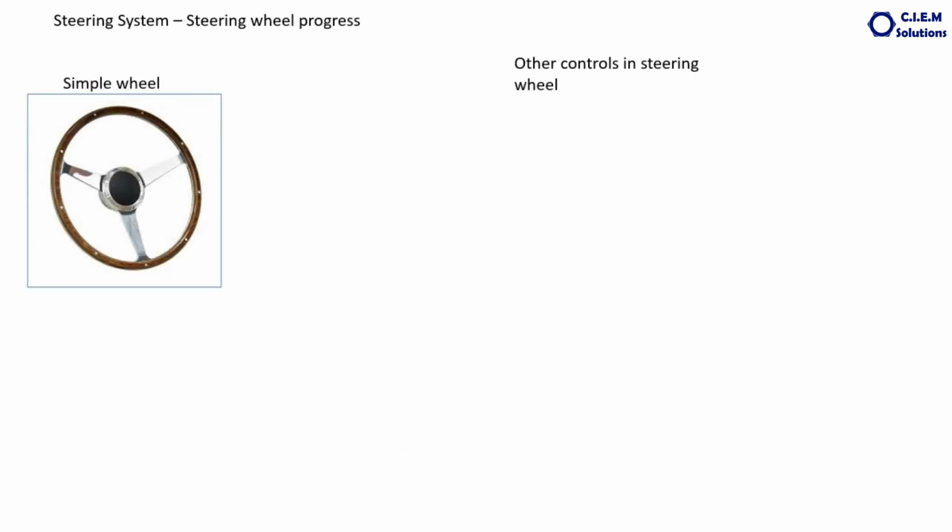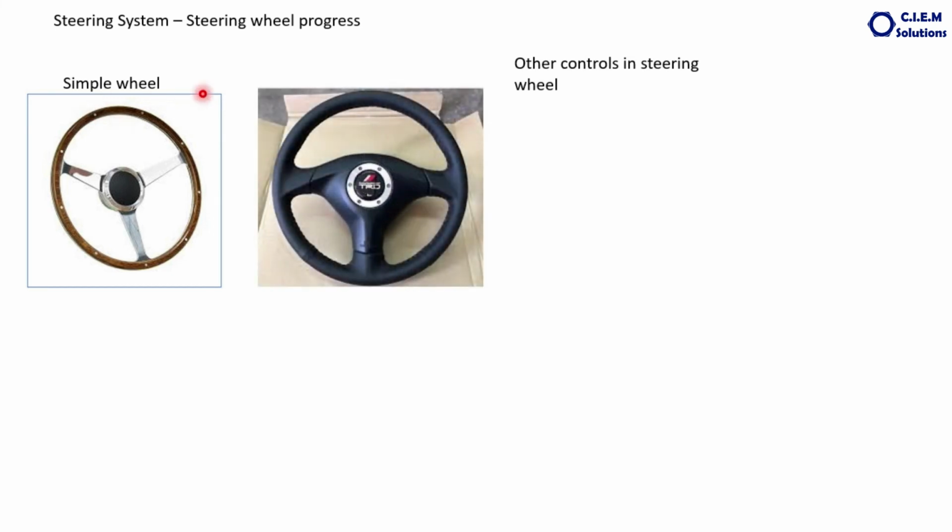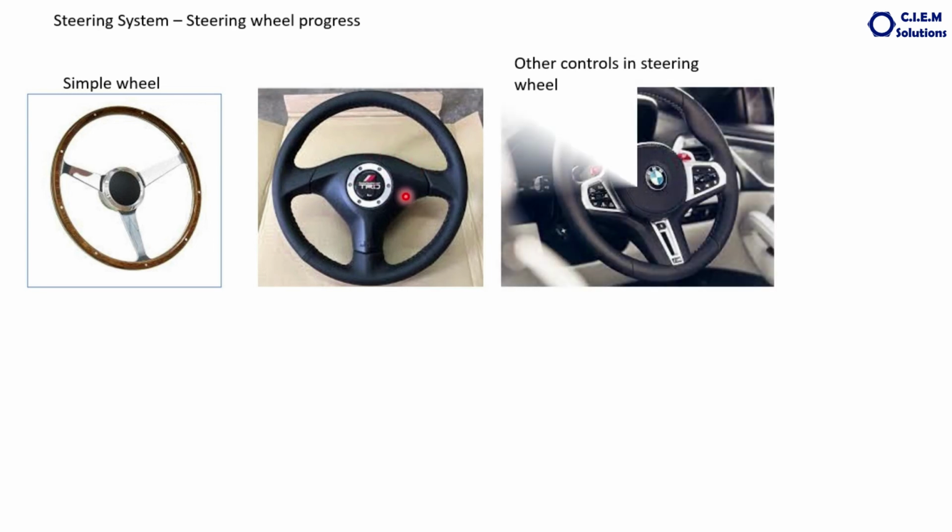When it comes to steering wheels, this is how the simple steering wheel looks. You can see it in the old Ambassadors, Fiat cars and all. Then the transformation like this. See, this is how it is transformed. There is a horn button inside here, and the latest steering wheel looks like this.